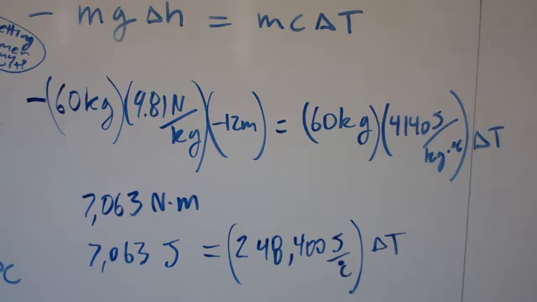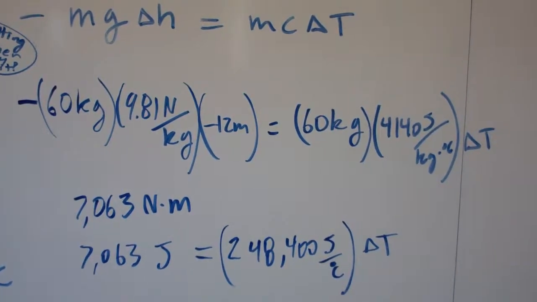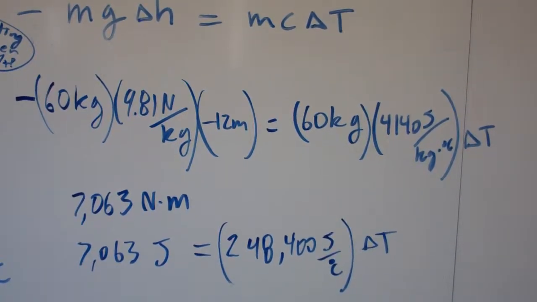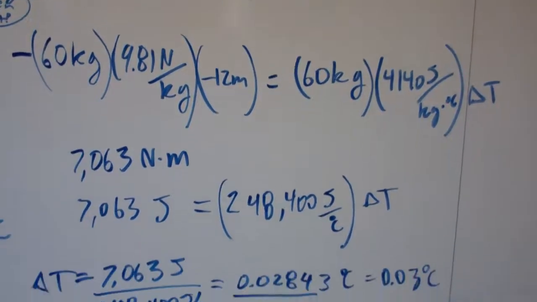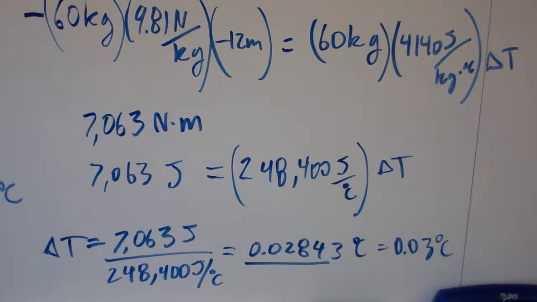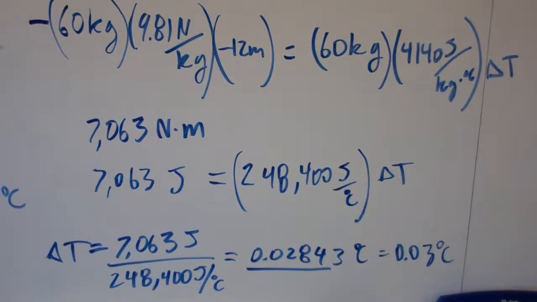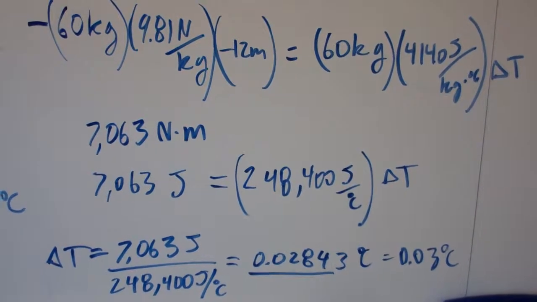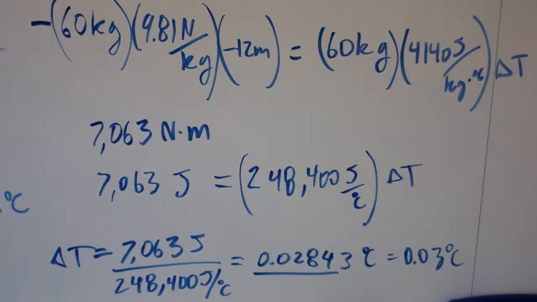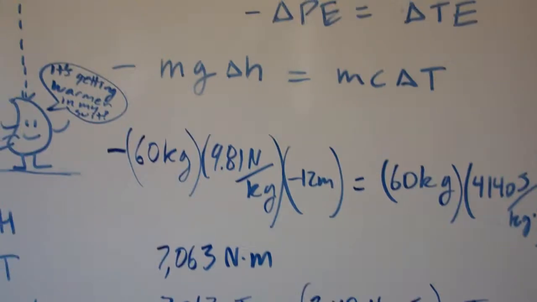So how do you solve for delta T? I'll wait for it, just like Dora the Explorer. Yes, that's right. Divide both sides by 248,400. And you get delta T is equal to 0.02843 degrees Celsius. But let's find the significant digits. What? How many? Let's look.